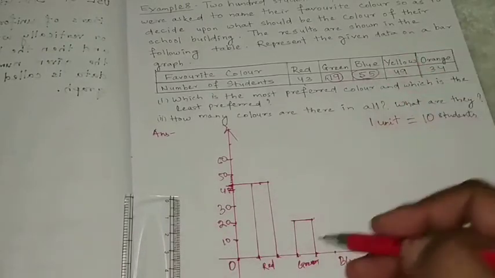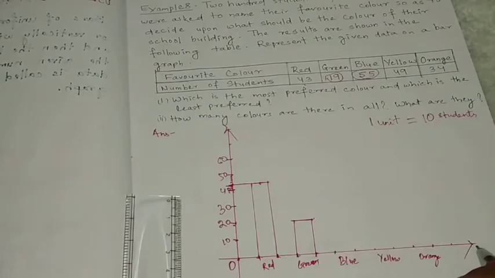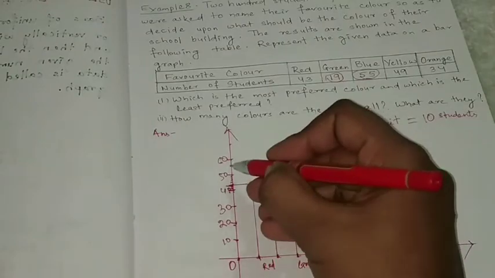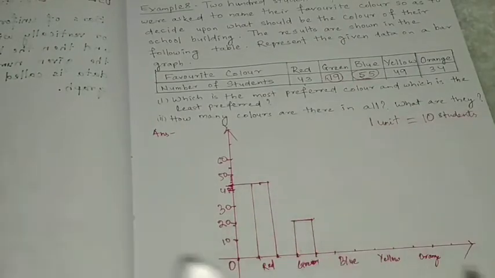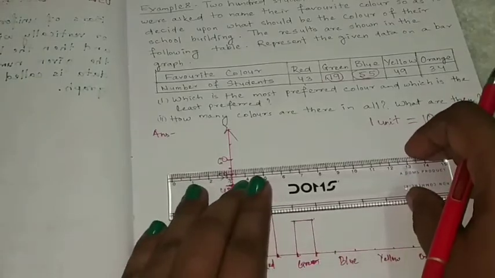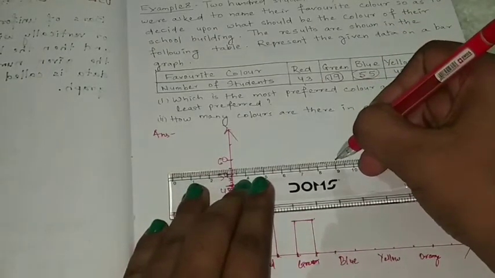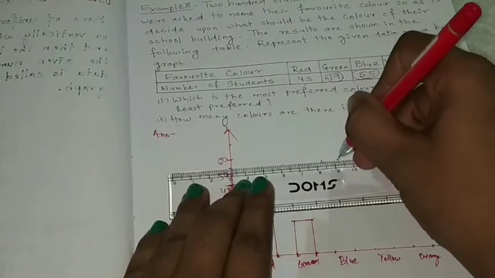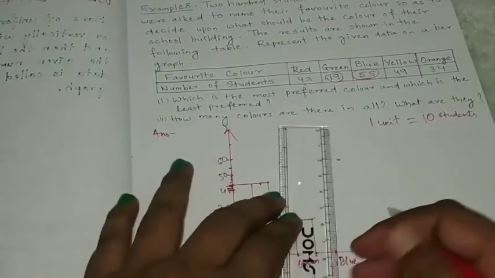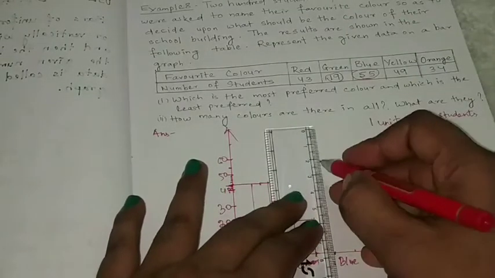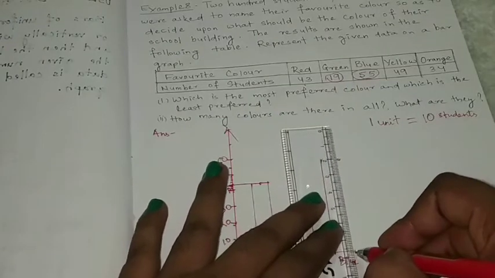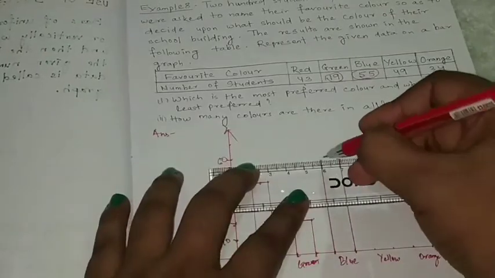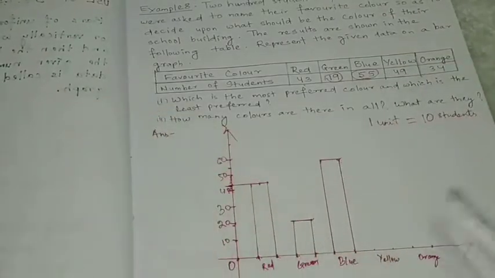Next you see blue. Keep the same distance for blue, and blue is how much? 55. So 55 is between 50 and 60. It is in between. So what you will do? First take the number and mark it. So here is the marking. Now make the bar, and this is the bar for blue.